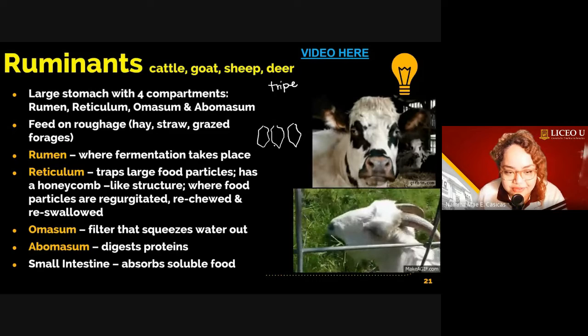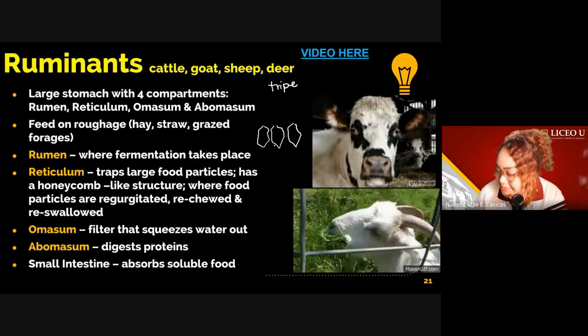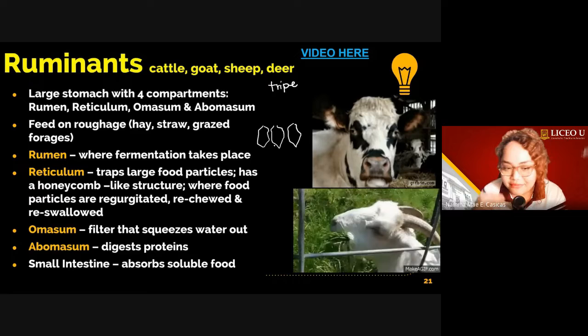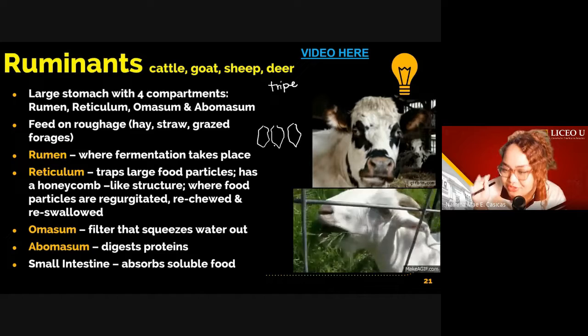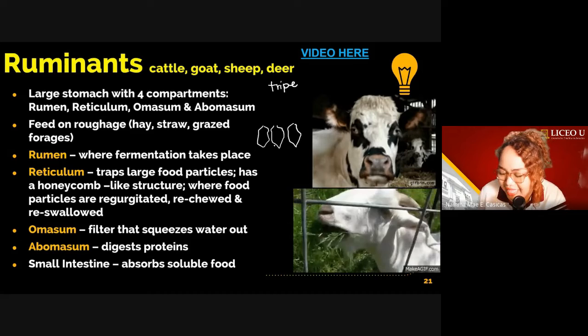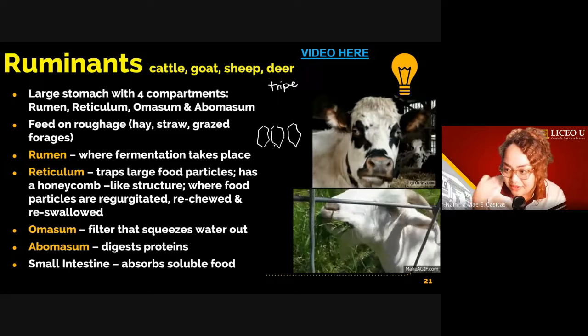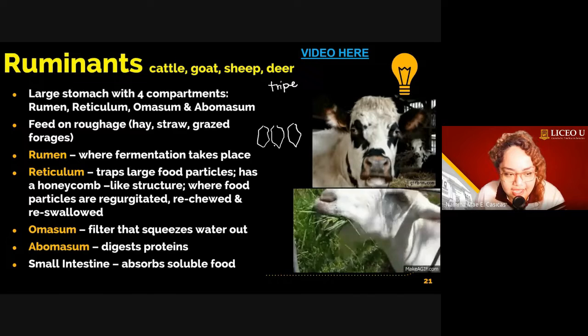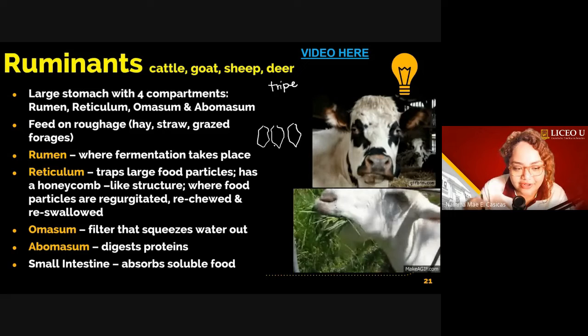So, that's your reticulum, no? So, this is where food particles are regurgitated. Regurgitated meaning, ibalik niya ang bolus or ibalik niya itong partially digested grass sa baba. Regurgitate, rechewed, so ichew na sa balik para mo gamay pa siya, and then re-swallowed. So, that is why your ruminants are always chewing. It's like chew, because naa day part sa ilahang partially digested food na mo balik, i-regurgitate sa cow, and then i-chew balik. And then pagbalik na niya, when it's re-swallowed, it goes to the omasum where it filters.